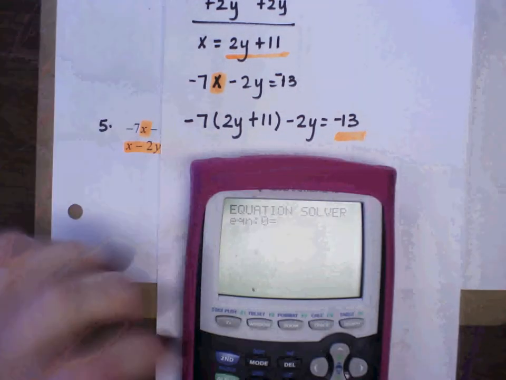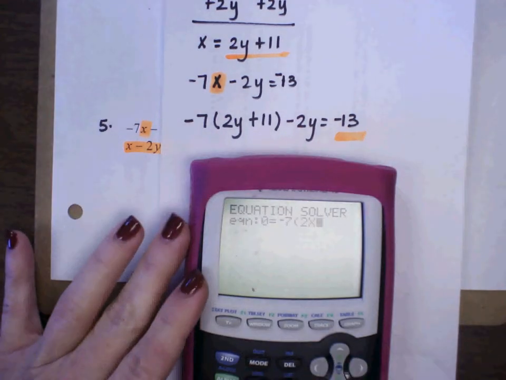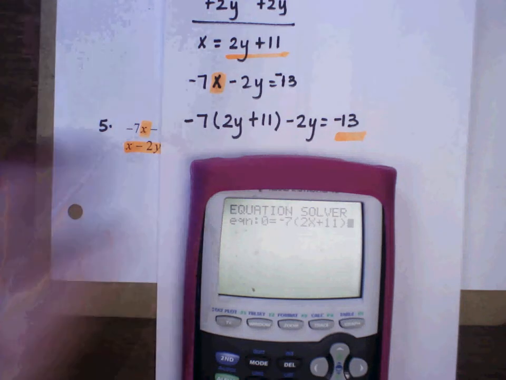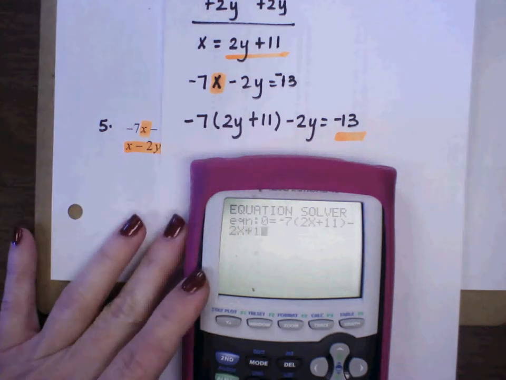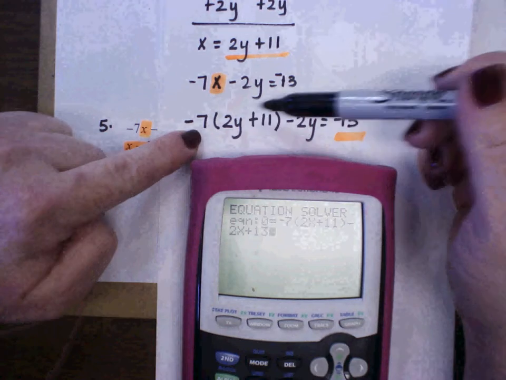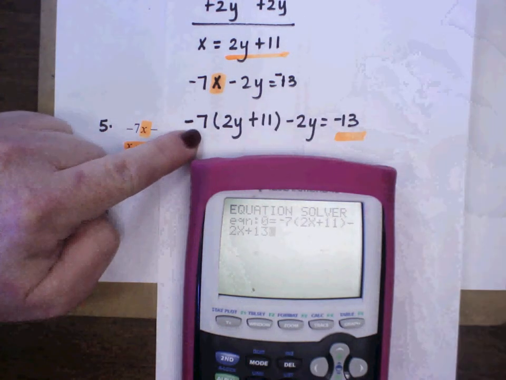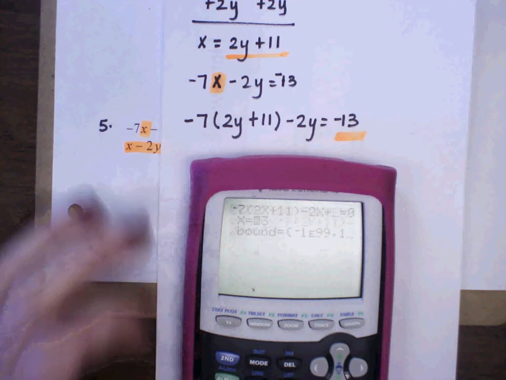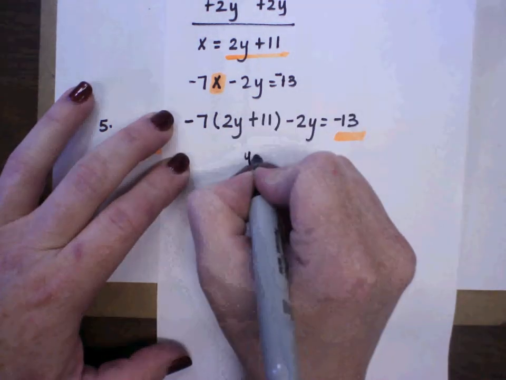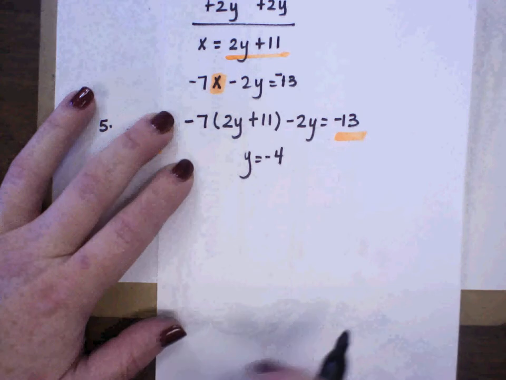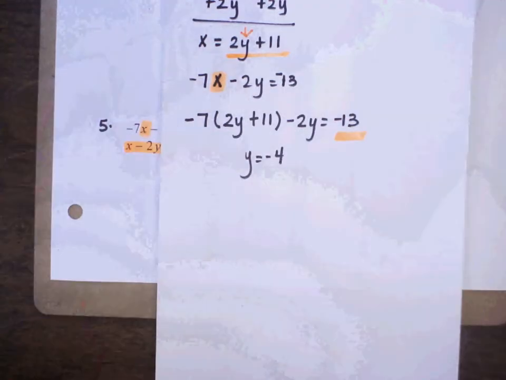All right, so that would be negative 7. Now I'm going to put an x because I don't want to type the y. It's too much work to type the y, but remember that you're solving for that y. Plus 13. So negative 7, parentheses, 2y plus 11, minus 2y equals, plus 13. Enter, alpha, enter. Your y equals negative 4, because you're solving for y. Y equals negative 4. All right, so now to figure out your x, plug it in there.